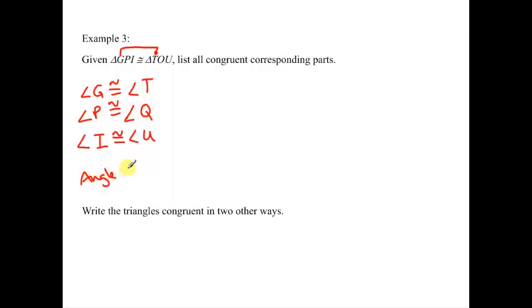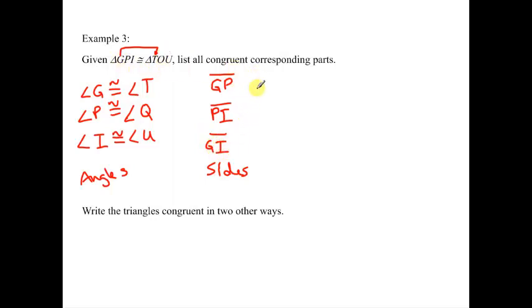Now, what other parts do triangles have? They've got angles and they've got sides. So we have to do the same thing for the sides. Which sides would be congruent? Naming a side with two letters, the side that would be named GP, if I go from G to P, that's one side. Another side is PI from this first triangle. What's the third side? That's going to be GI. We'll skip over that P. GI. Okay, those are the three sides of my first triangle.